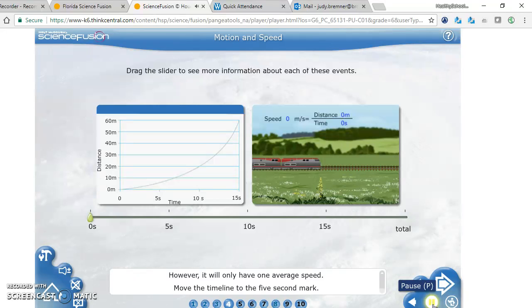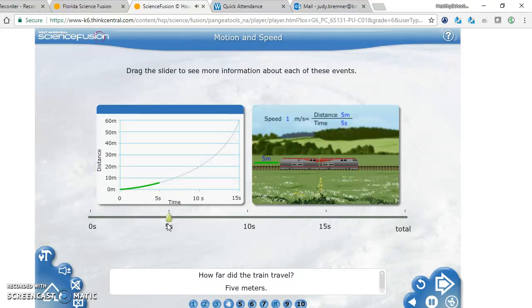Move the timeline to the 5-second mark. How far did the train travel? 5 meters. Now use the speed formula. 5 meters divided by 5 seconds is 1 meter per second.